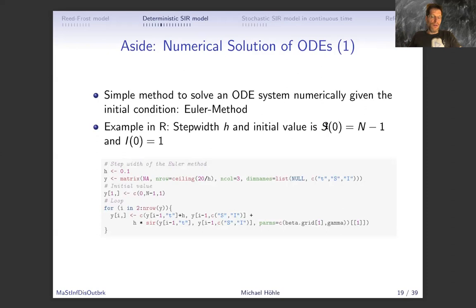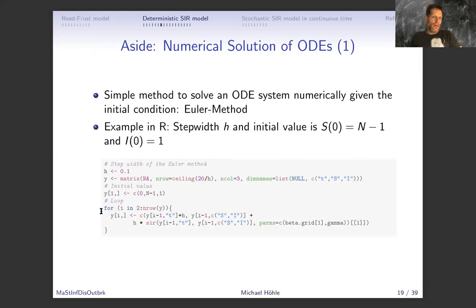And you can say, well, we take some initial values, let's say one initial infected, the rest of the population is susceptible, so there's no immunity to start with. We define one step width, which is h equals 0.1. Then y will be a matrix where we store our results, which have a certain length. We will have 3 columns: the first one is the time, and then the values of S and I, which we get from solving. We will fix the initial value here at time 0.